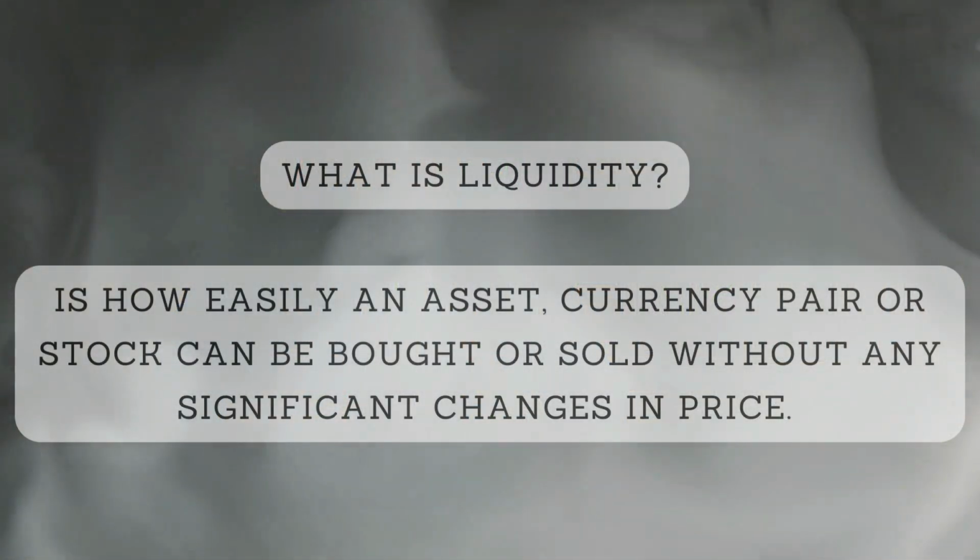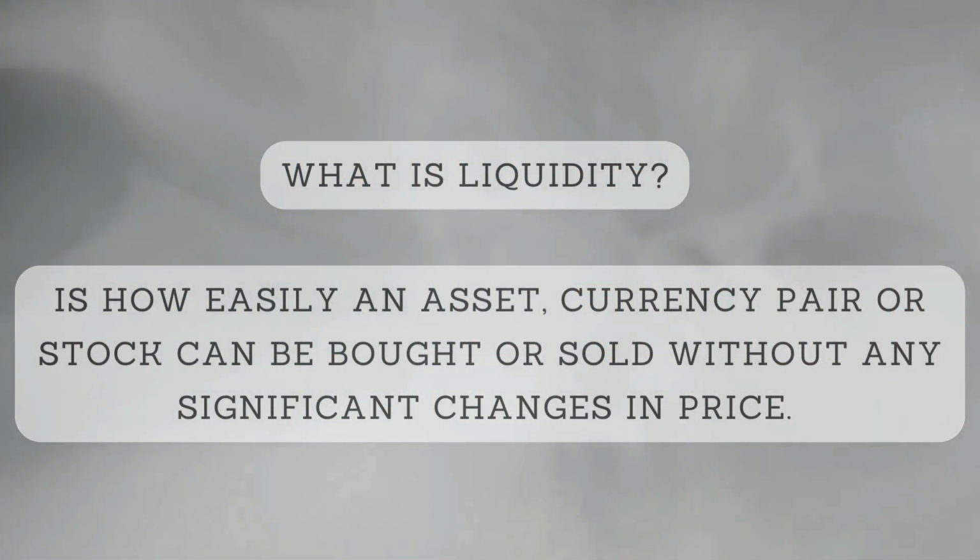Before we go over to the charts and identify areas of liquidity and how you can spot them, one of the very first things I want to dive into is what liquidity is and some of its misconceptions. So, liquidity. What is liquidity? Liquidity is how easily an asset, a currency pair, or even a stock can be bought or sold without any significant changes in its price. And when a currency pair, for example, has a lot of trading volume, we say it's very liquid.